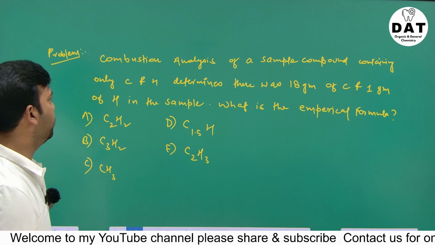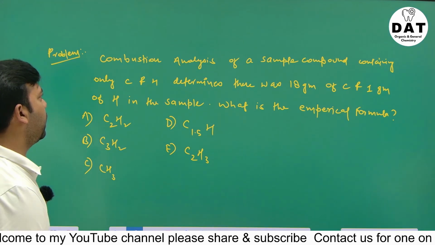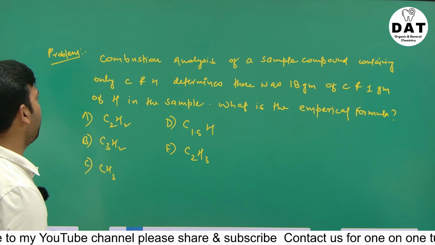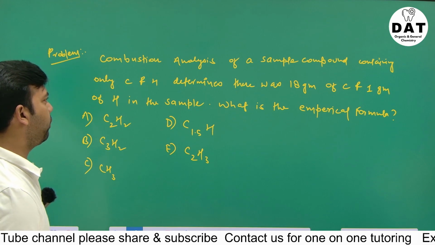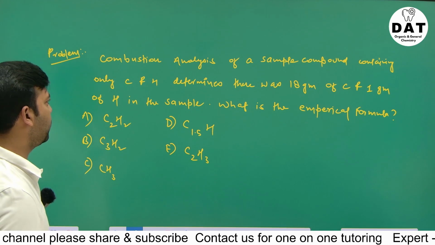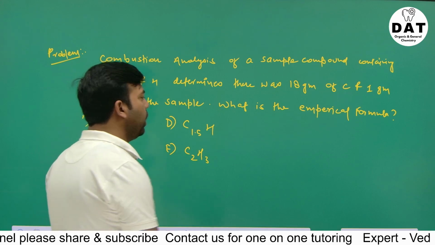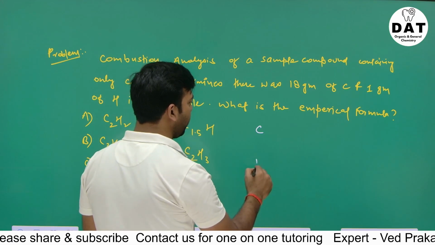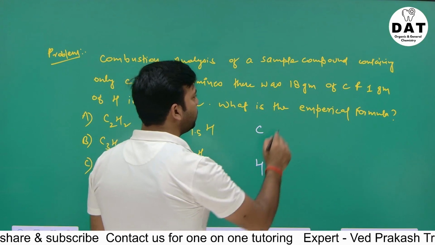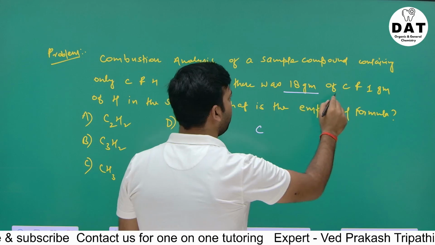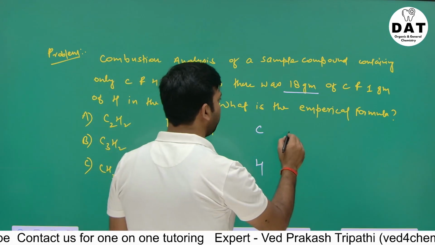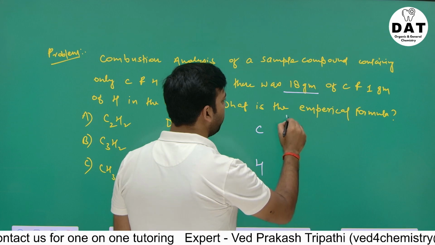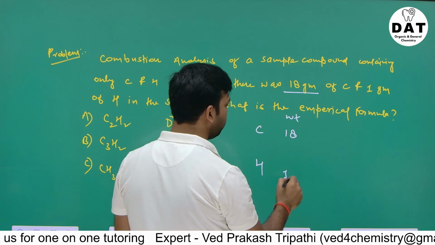Okay, now we have this question: combustion analysis of a sample compound containing only carbon and hydrogen. It was determined there was 18 gram of carbon and 1 gram of hydrogen in the sample. What is the empirical formula? Again, we can use two elements here, carbon and hydrogen. This time the weight is given: 18 gram carbon and 1 gram hydrogen.